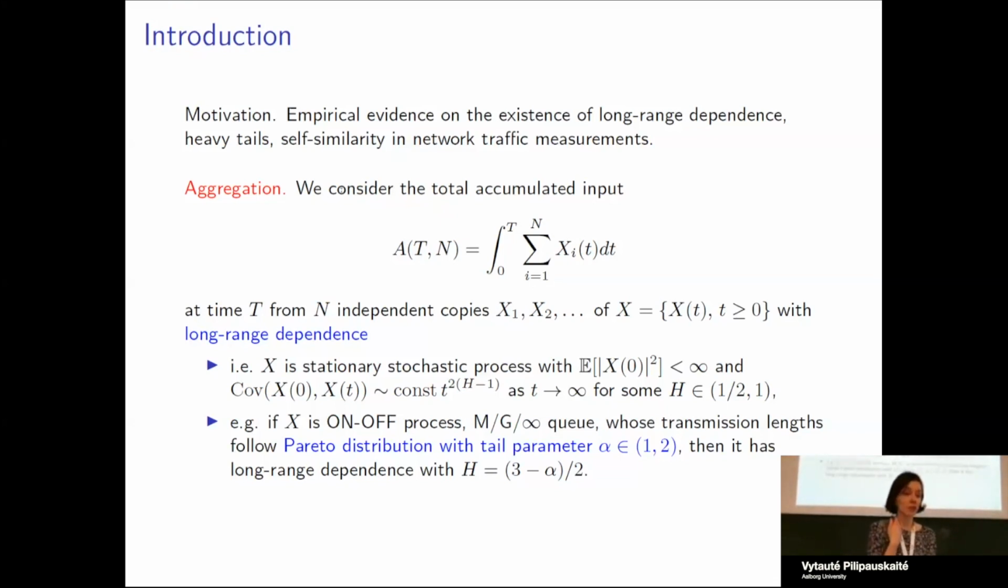Now, examples of X. In network traffic research, that is the on-off process, where we have an on interval, off interval, on interval, off interval. So the process takes two values, 0 and 1. And the intervals, these durations, transmission lengths, we take them heavy tailed. For example, a Pareto distribution with tail parameter alpha between 1 and 2. Then these long transmissions, long durations give the long range dependence, also called long memory property, in X.